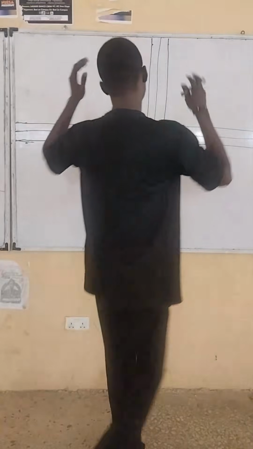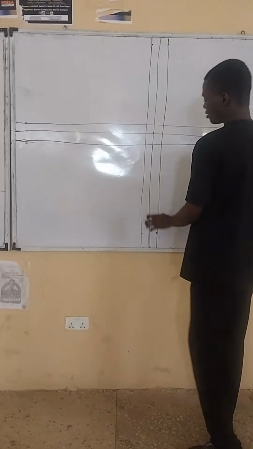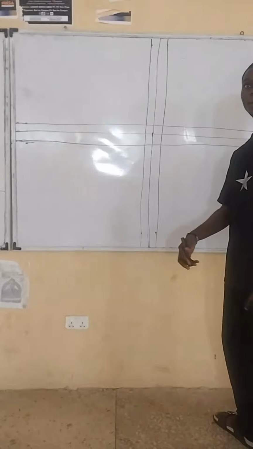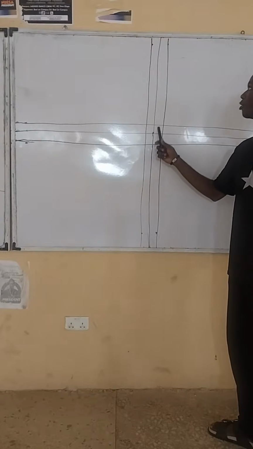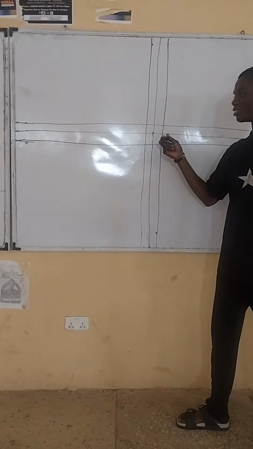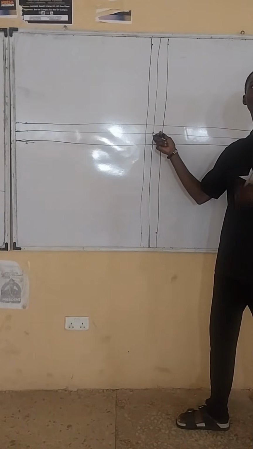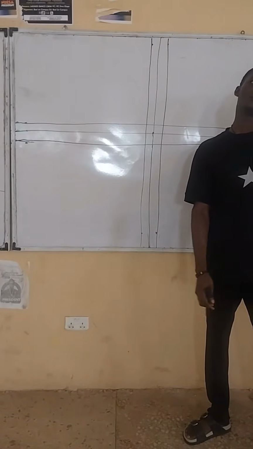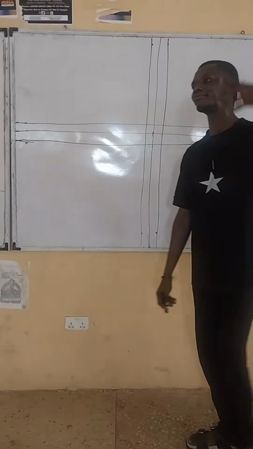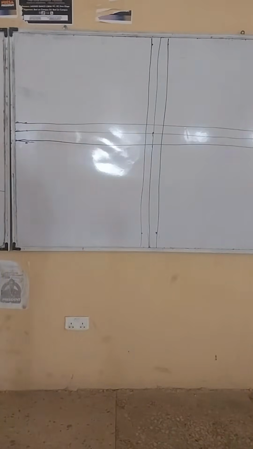Now, I did 0.5 left and right, 0.5 left and right. Now, from these midpoints, you have 3 lines. The middle one at this place, you put your protractor downwards.